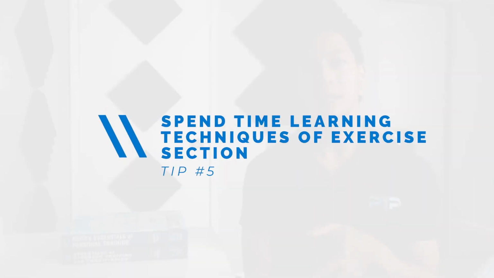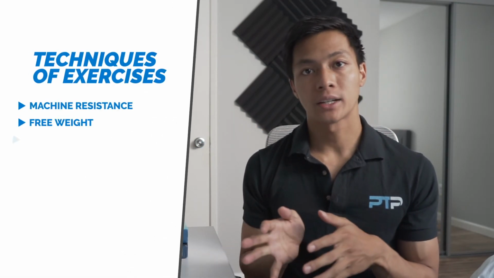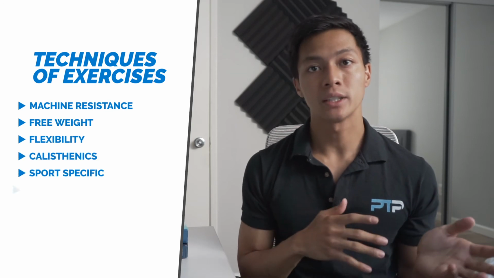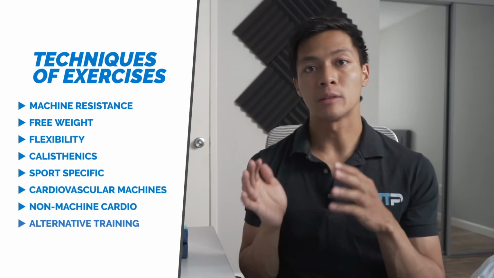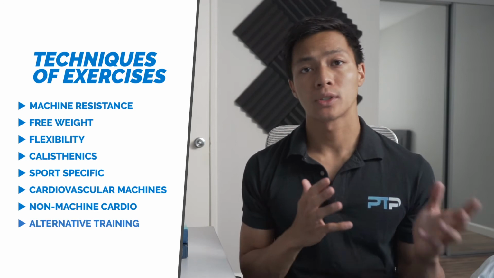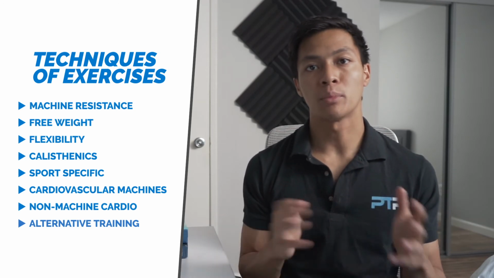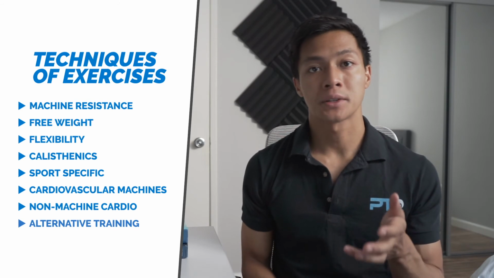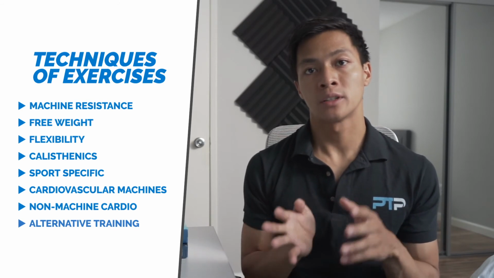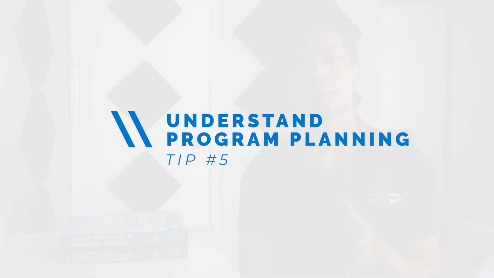Now, tip number 5 is to spend a lot of time on the techniques of exercise section. Here, it will cover a lot of relevant information such as machine resistance exercises, free weight exercises, flexibility exercises, calisthenic and bodyweight exercises, sports-specific exercises, cardiovascular machines such as a bike, non-machine cardiovascular activities, and alternative training activities.